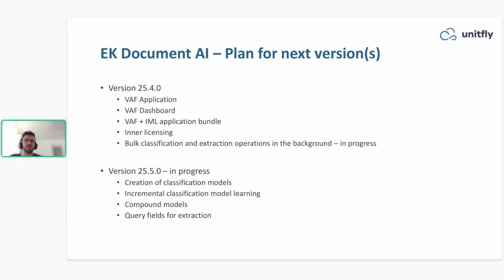compound models, which are models that allow you to run classification and extraction of metadata in one turn, and the query fields for extraction. This is a new feature that was added for Azure Document Intelligence, which basically allows you to extract metadata from the document if you specify what kind of metadata you are looking for. So basically, like a query search for document information. That is all for the Extension Kit line of products.